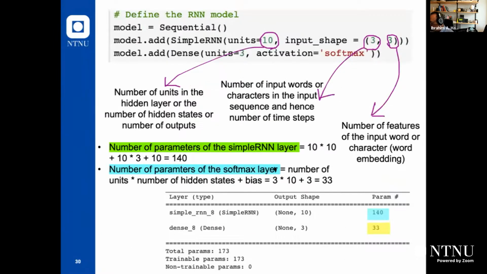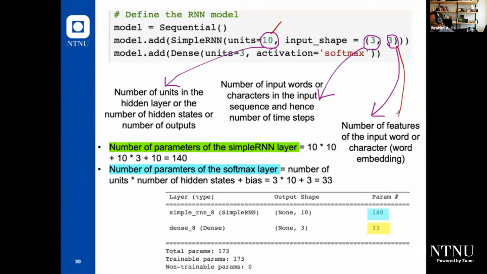If you want to implement it in Keras, for example, it's also simple. We can use the sequential API for doing this, and it will be 1 layer. And this layer, we call it SimpleRNN. We just need to write SimpleRNN. We need to define the number of units, which is the number of states, the number of hidden states. This is the shape of the input. So when it's 3 times 3, the first one is the number of input words, for example, or characters in the input sequence, or number of time steps. And this one will be the number of features, right?